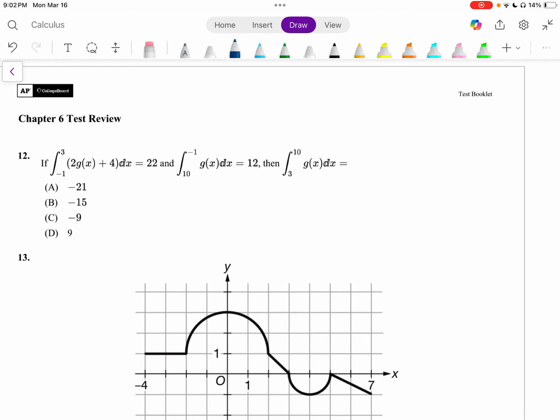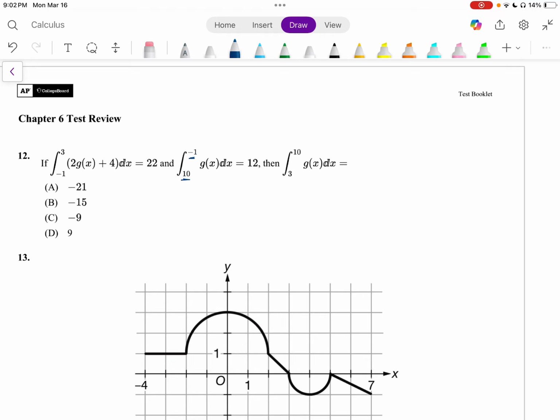All right, let's check out number 12. It says if the integral from -1 to 3 of 2 times g of x plus 4 dx is 22, and the integral from 10 to -1, well, that seems backwards, so be aware of that, of g of x dx is 12, then the integral from 3 to 10 of g of x dx is what?